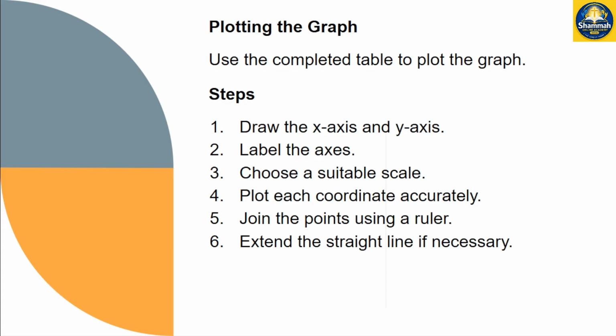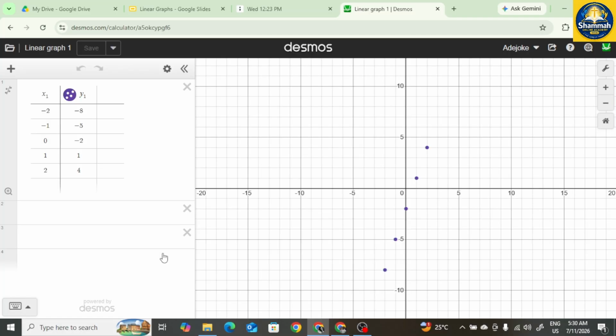And lastly, you extend the straight line if it is necessary. So let's use that completed table to plot a graph. Alright, so I have transferred my table to this graph, and as you can see on the graph, I have already plotted my points. Now, I chose a 1 centimeter equals to 5 units scale.